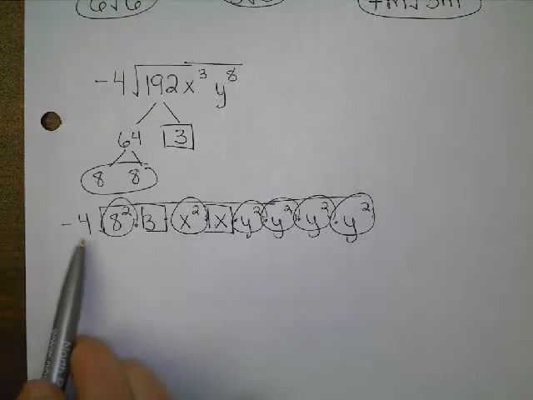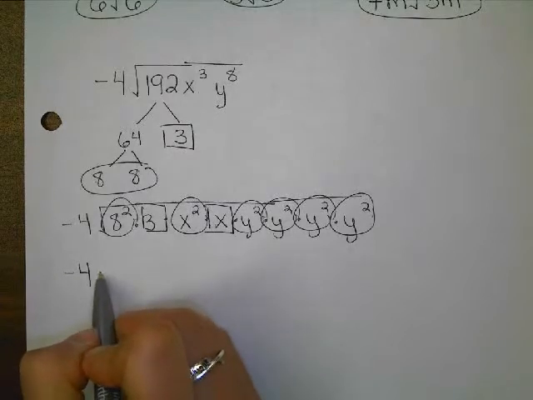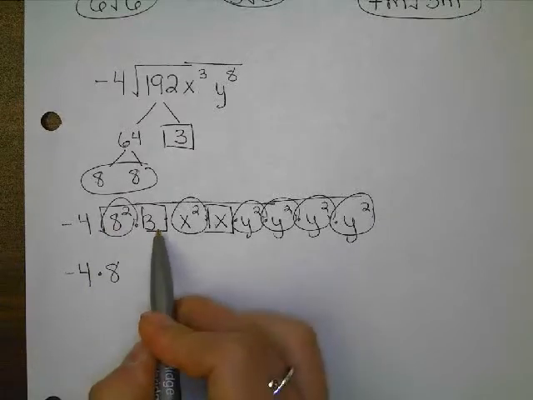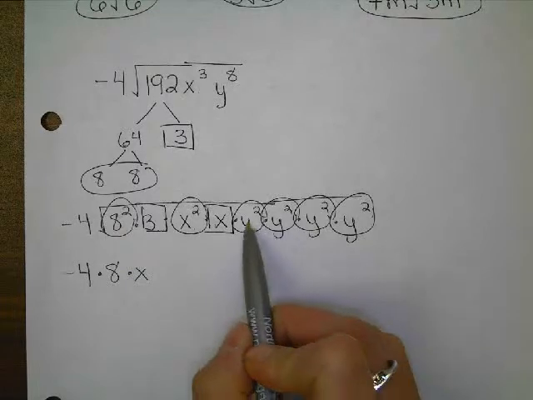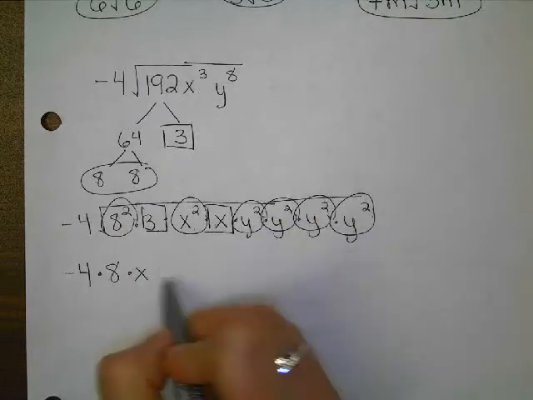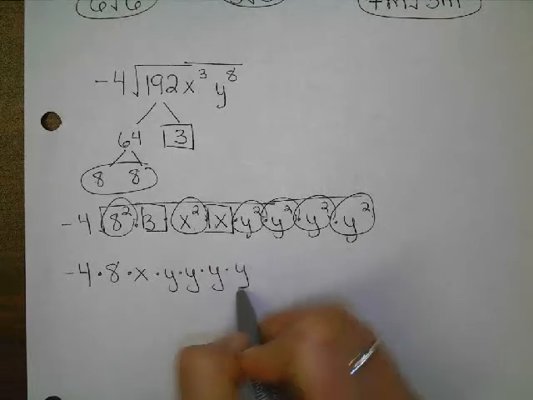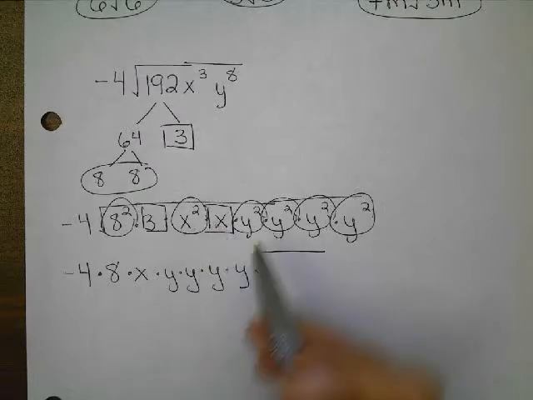Now you'll notice that we have a number outside of this radical here. Well, whenever these things come out, they always multiply. So I have -4 times the 8 that comes out. The 3 stays on the inside, the x comes out. And then I have these 4 y's that come out. There's 1, 2, 3, 4. Square root, and what's left is the 3 and the x.